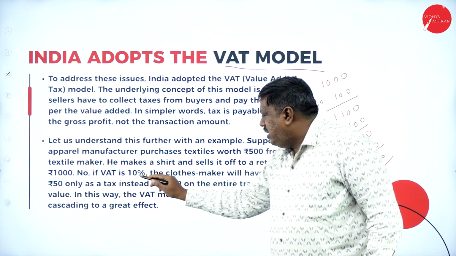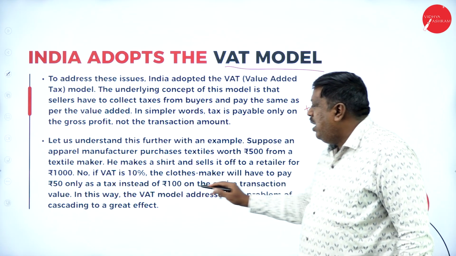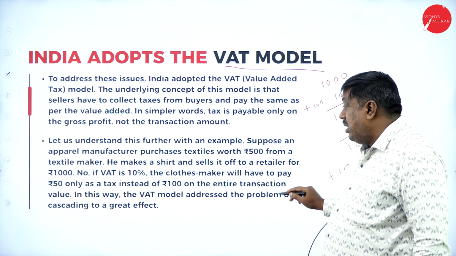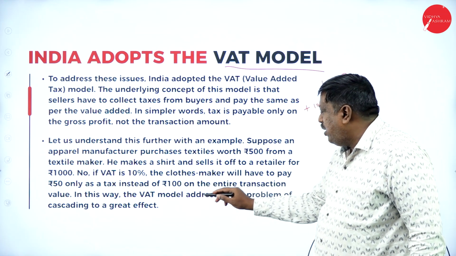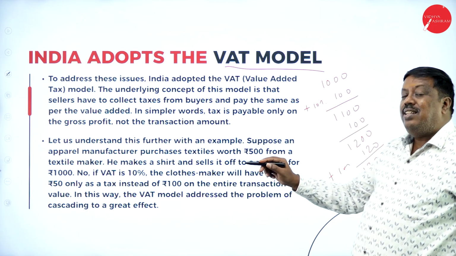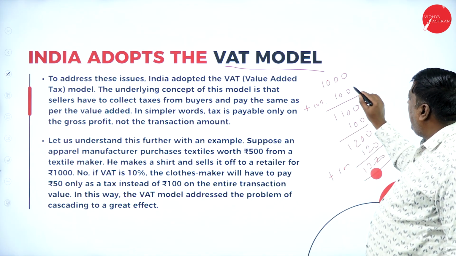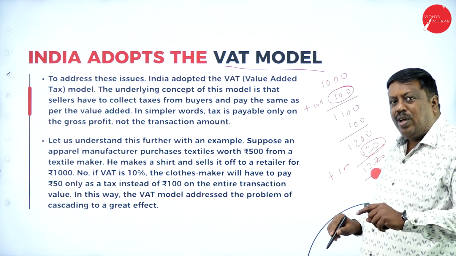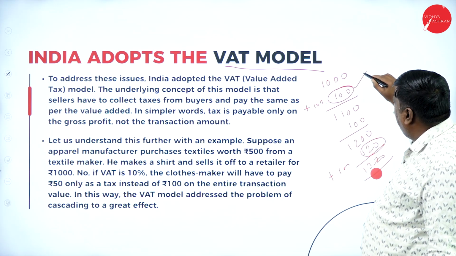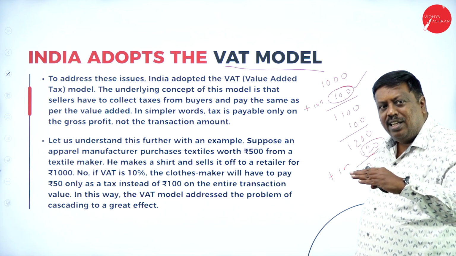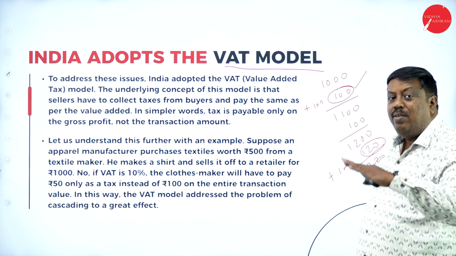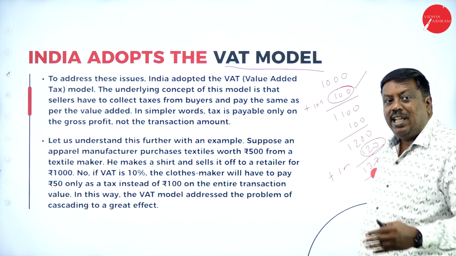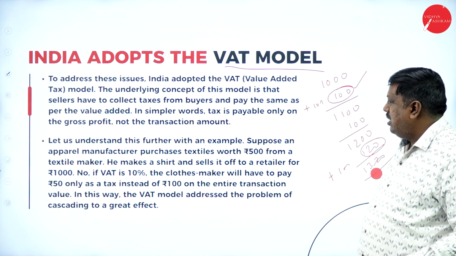Now he makes a shirt and sells it off to a retailer for 1,000. If VAT is 10%, the cloth maker will have to pay only 50 as tax instead of rupees 100 on the entire transaction value. In this way, the VAT model addresses the problem of cascading. See, instead of paying tax 100 here and again 120 here, let us pay at one time and reduce the burden for the consumers as well as for the business people, and get the benefit for the businesses also.